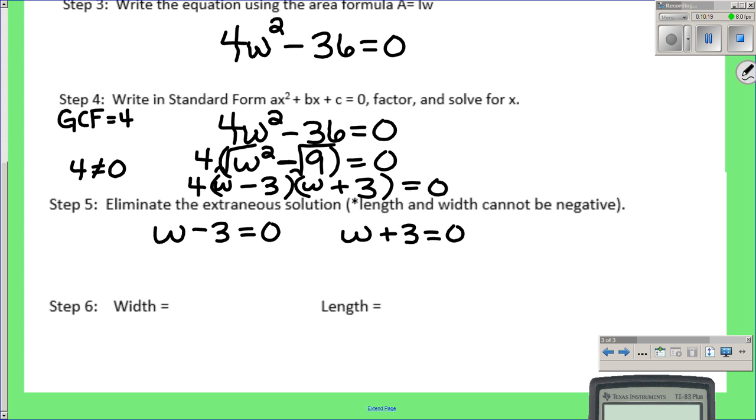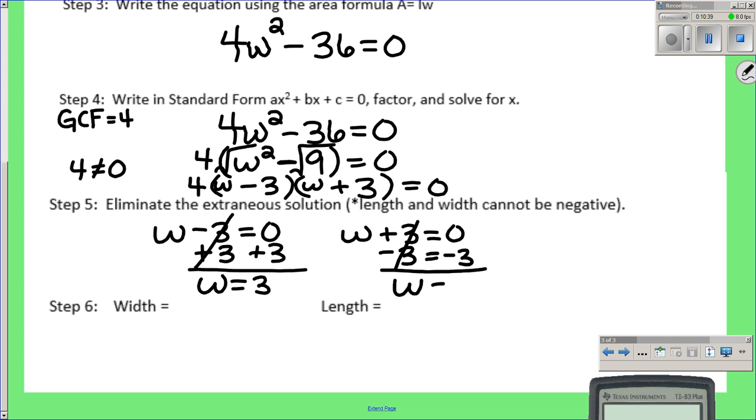So in order to solve for w in our first equation, the inverse operation of subtraction is to add 3. So that's going to give us w equals 3. And in our second equation, we are going to subtract 3 on both sides. And we end up getting w equals negative 3. Now step 5 says eliminate the extraneous solution. Remember guys, when we measure a length or a width cannot be negative. So in this case, our extraneous solution is the w equals negative 3. So go ahead and just cross that solution out.